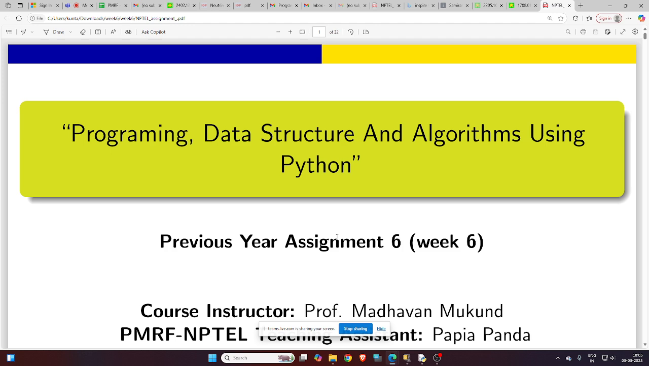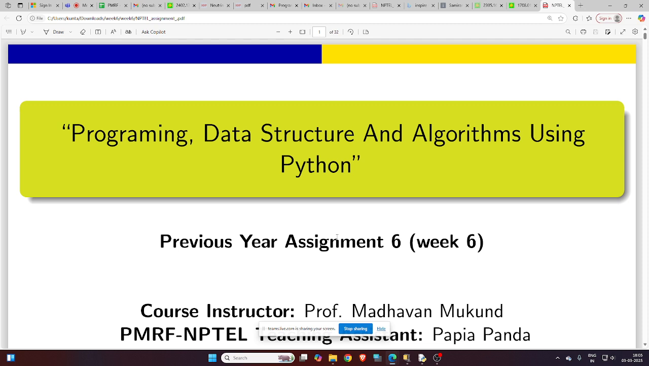Basically, for the previous year assignment questions for week six, if you see that one, there are only four quiz questions. There is no programming problem to solve. There are only four questions as a quiz, and I think the last date of submission was like 5th March or 3rd March. I don't remember exactly. But these four questions are based on the lectures that sir gave in week six.